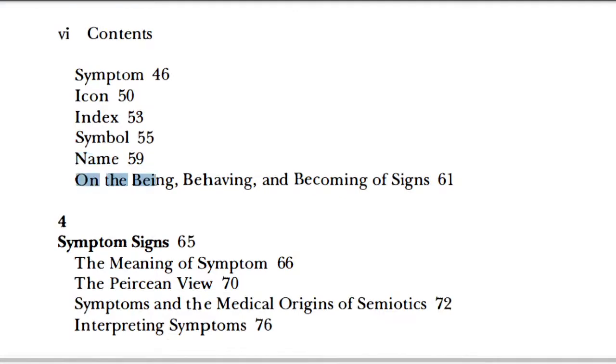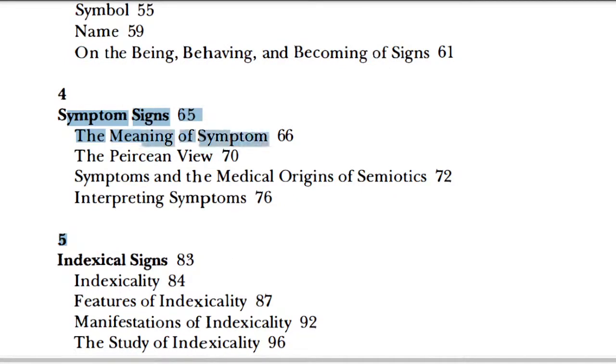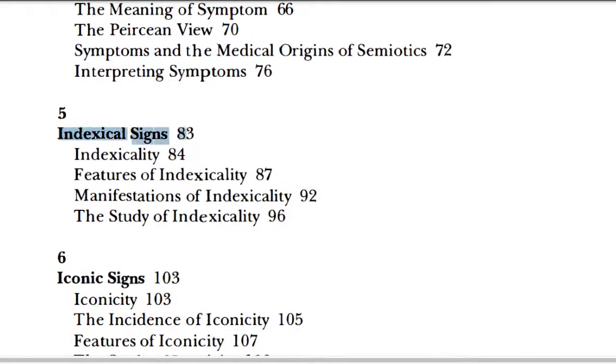Interesting. On the being, behaving, and becoming of signs. Symptom signs, the meaning of symptom. The Peircean point, the Peircean view. Symptoms and the medical origins of semiotics. We think of the signs of symptoms, right? Why we say signs, we're talking about a symptom. Signs refers to the semiotics. So did you know that there's a medical component to semiotics? Interpreting symptoms. And there are indexical signs for the index. Indexicality, the features of indexicality, manifestations of indexicality, and the study of indexicality.